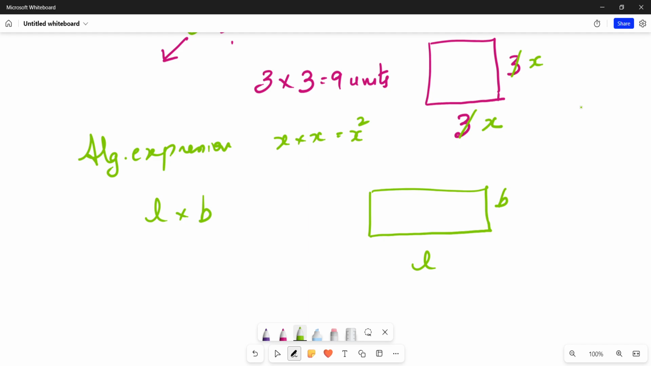Now we know what algebraic expressions are, we know what constants are, we know what variables are, right? So let's ponder upon these things in our upcoming videos.